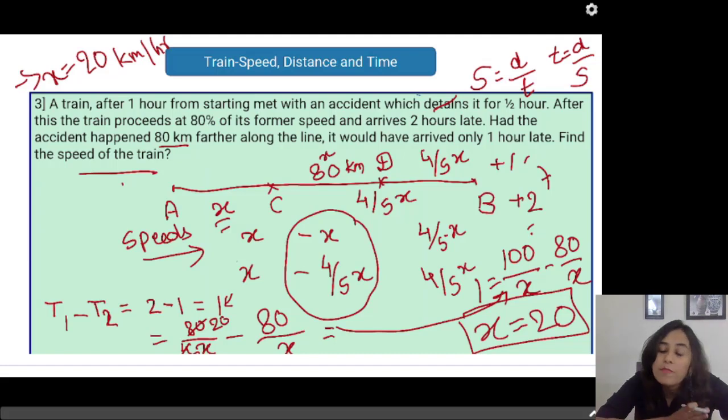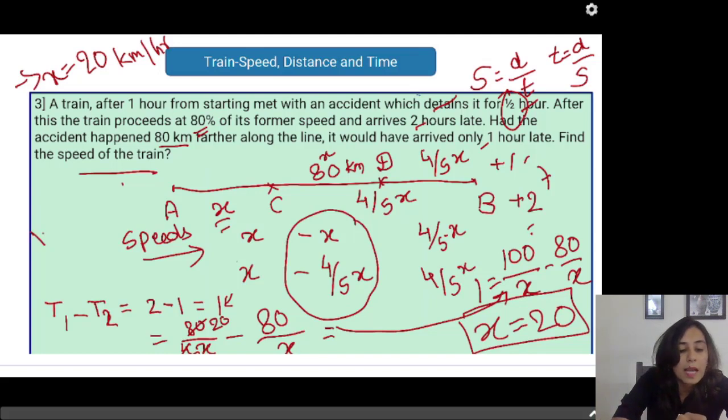So guys, when you have these kinds of questions which talk about the speed reducing and the derailment for half an hour, for 1 hour, for 2 hours, ignore this information. This information is just not needed. You have to convert this 80% into fractions. You have to assume the original speed as x, and then you have to just take the difference between the times. So in the first case, the time was 2 hours late. In the second case, the time was 1 hour late.